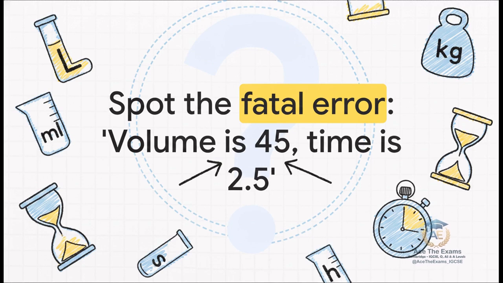There are no units. In physics, a number without a unit is completely meaningless. Are we talking 45 liters or 45 cubic centimeters, 2.5 seconds or 2.5 hours? The SI system demands that you always state the unit right alongside the numerical value. Seriously, never leave a number naked on the page.